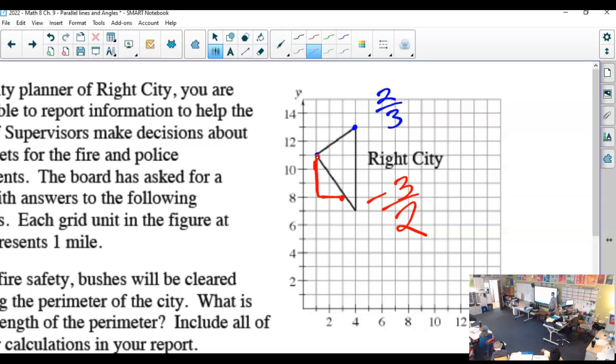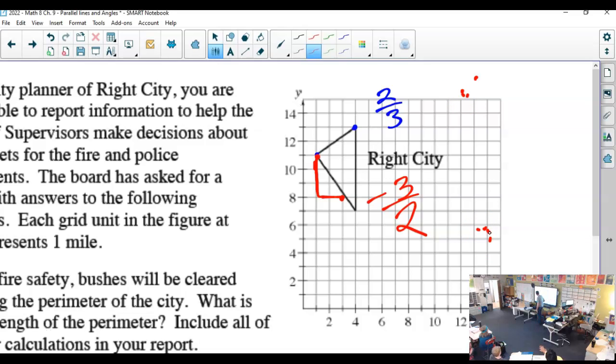Is there another way to see if it's a right triangle? There are lots of ways. Look if it's not a right angle. Well, that's what we just tested. Is that a right angle? It's not, because they're not perpendicular. They're not negative reciprocals.